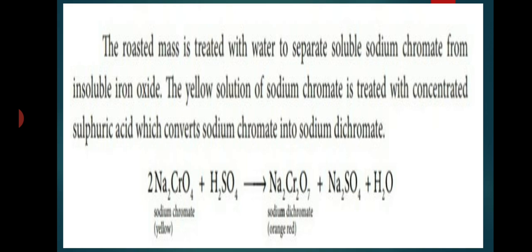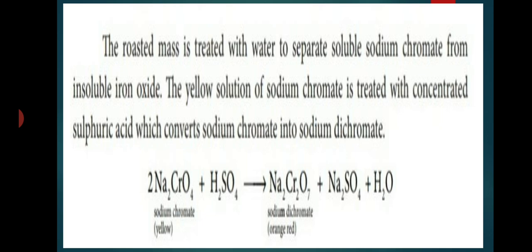Now the roasted mass. What is meant by roasting? Roasting is the process in which the ore is oxidized in the presence of heat. The roasted mass is treated with water to separate soluble sodium chromate from insoluble iron oxide. So there are two products formed, sodium chromate and iron oxide. Iron oxide is generally insoluble, so we separate it by treating with water.